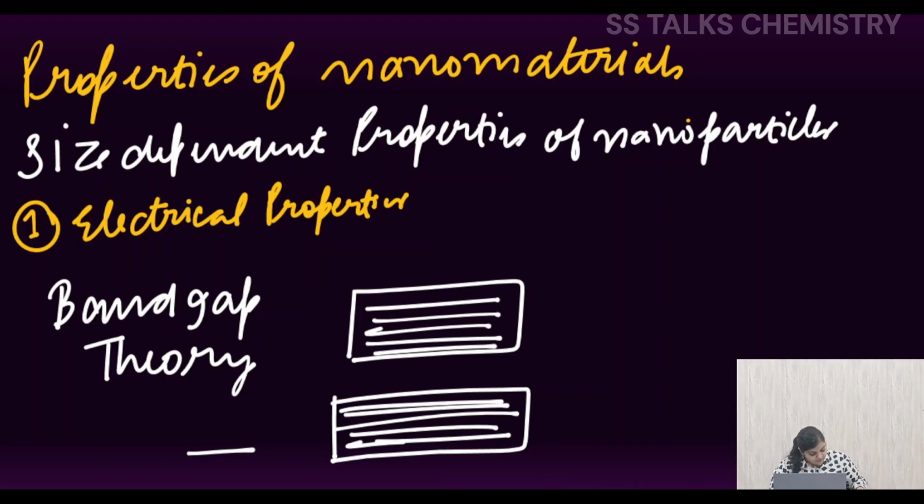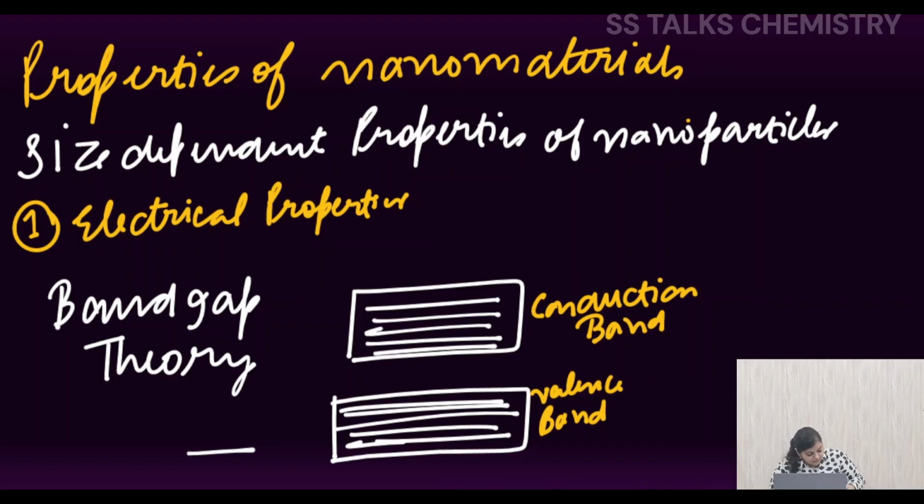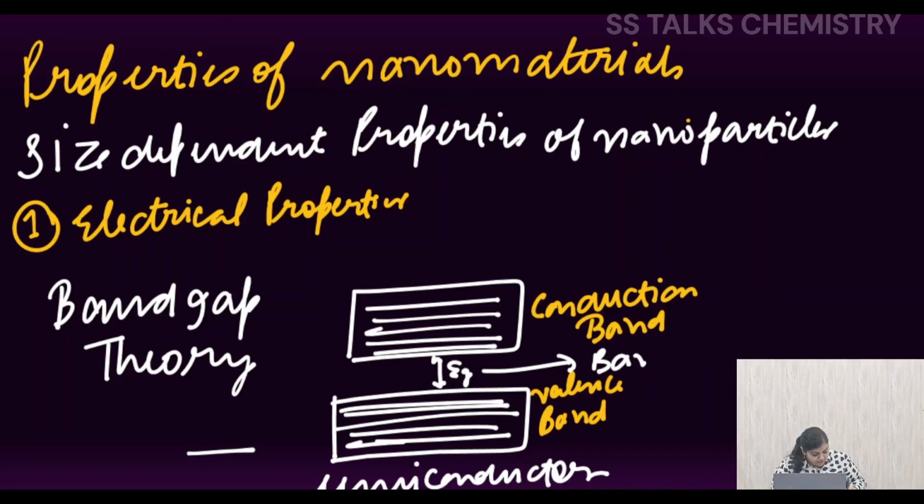The lower band is called my valence band, and the upper one, in which there is conduction of electrons, is known as my conduction band. The gap we have drawn is for the semiconductor systems you are observing. Between these two levels, the valence band and the conduction band, some gap is present. This gap is known as the band gap.